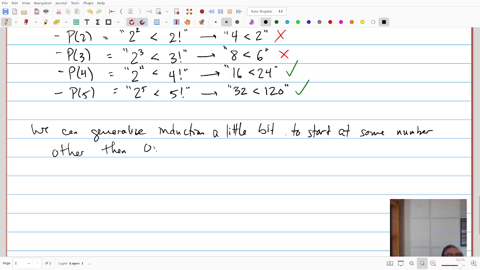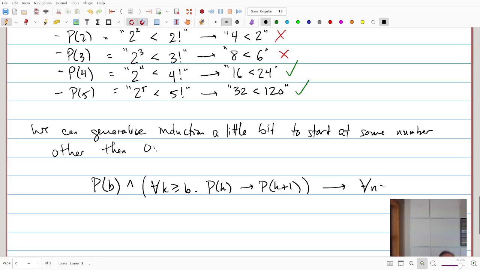Right, so it's something like: if P of B, B for base case, is true, and for all k greater than or equal to B, P of k implies P of k plus 1, then for all n greater than or equal to B, P of n. So instead of saying for all natural numbers, I say for every natural number that's B or bigger. Does that make sense? Really, all we've changed is that we're not starting at 0 anymore. We're just concerned with numbers from B on up. But other than that, it works the same way.